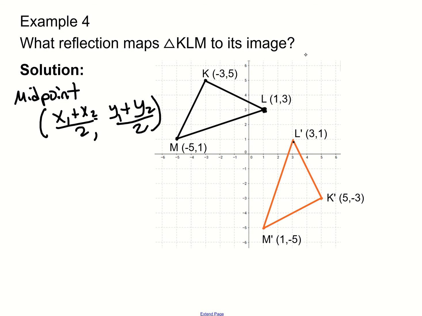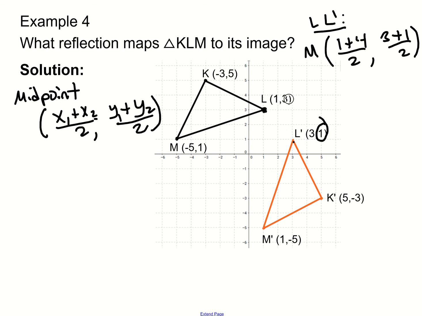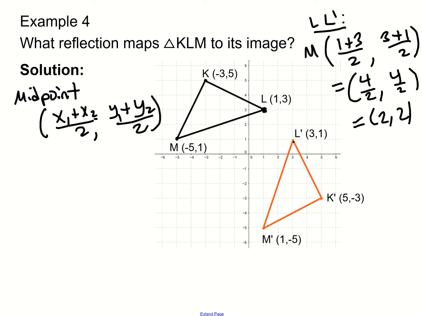If we wanted to do L prime, I have to add the x coordinates together. The x coordinates are 1 and 3. Divide that by 2. Then I add the y coordinates next and divide that by 2. So 3 plus 1 divided by 2. Now I need to add them up and divide by 2. Here, this should be 1 plus 3, not 1 plus 4. I apologize for that. 1 plus 3 is 4, so we get 4 divided by 2, which is 2. So the midpoint here is 2, 2.